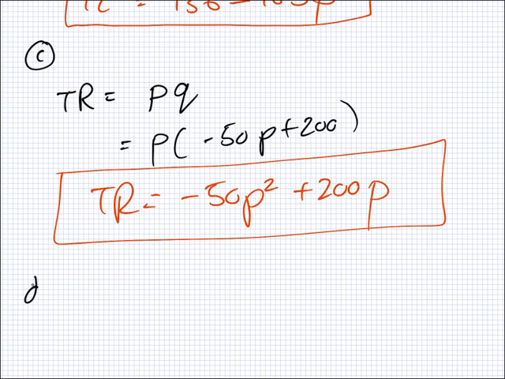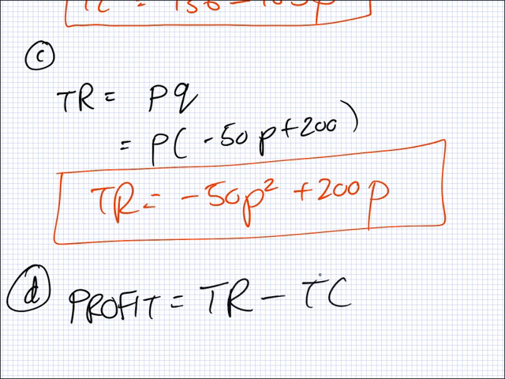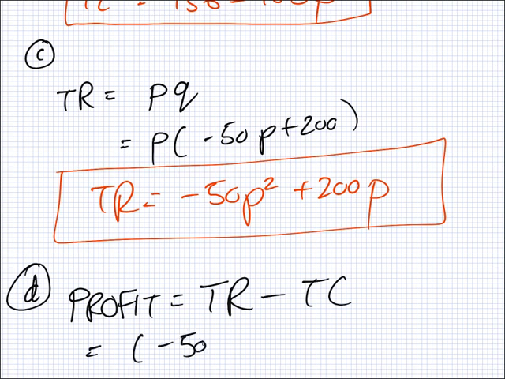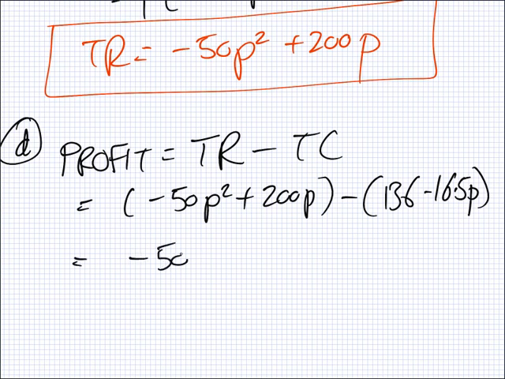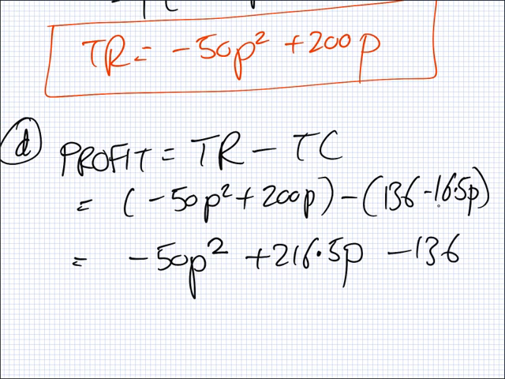Okay. D. So does the company care about the sales? Not really. Does it care about the cost? Not really. What it ultimately cares about is the profit. So what would be the profit here? It would be what minus what? TR minus TC. Okay. What did we say the formula was earlier for TC? 136 minus 16.5P. Okay, so that would be minus 50P squared plus 216.5P minus 136. That's profit.